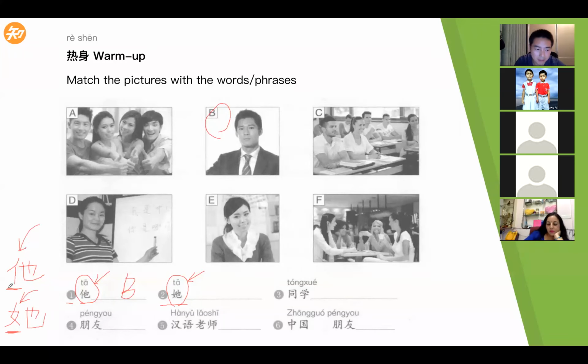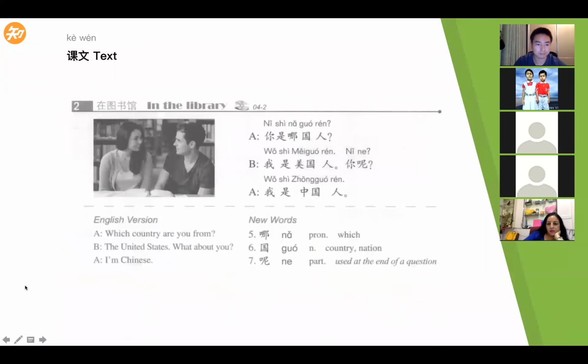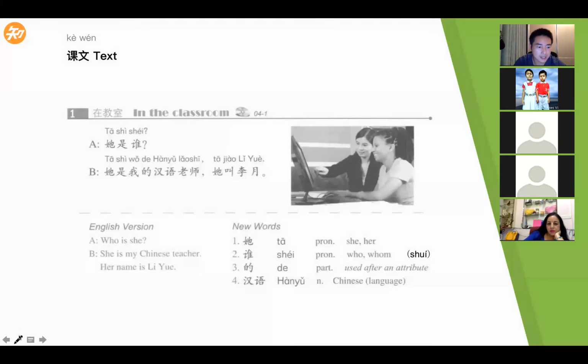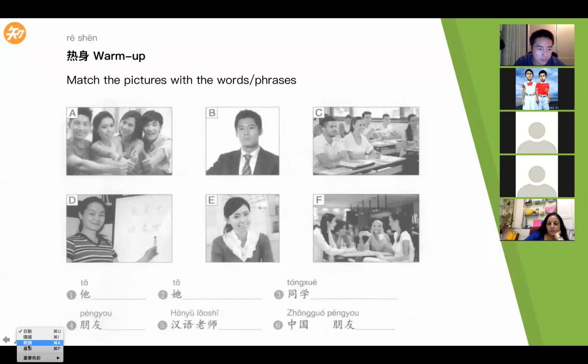Male? No, it means person. So here, this one is usually used to represent he. Sometimes it can be used to represent both he and she, but usually this one is used to represent he, and this one is used to represent she. So this one is right?